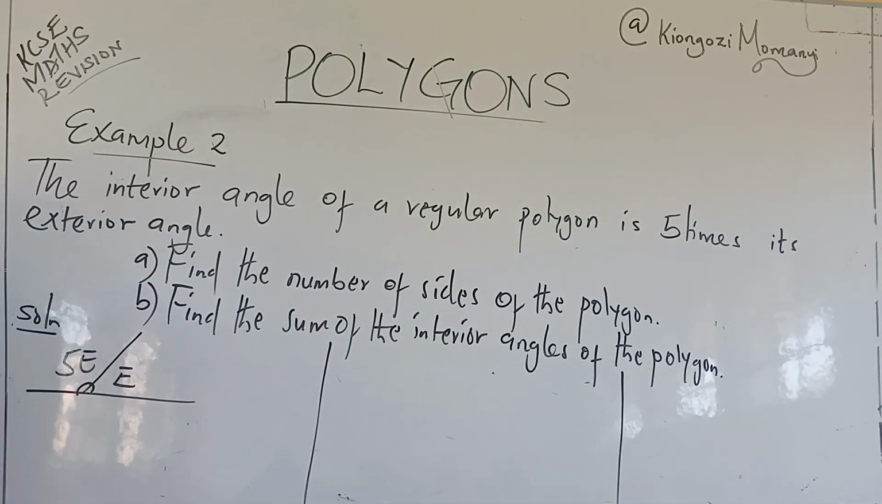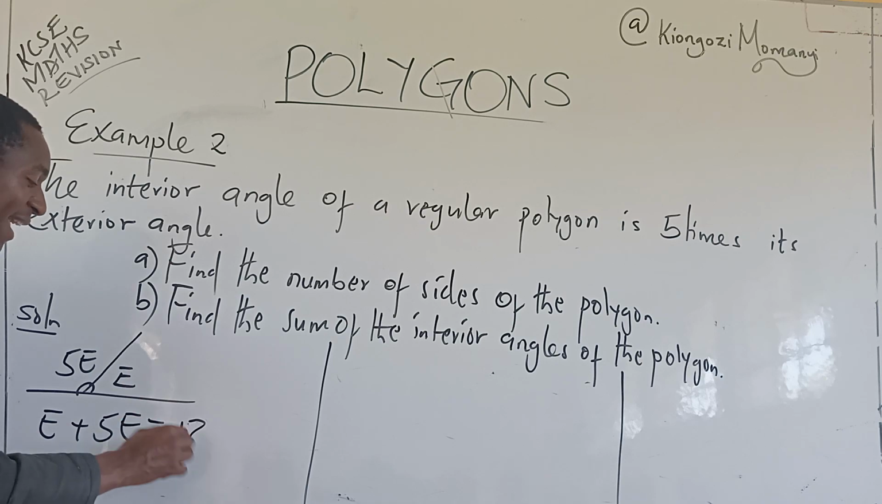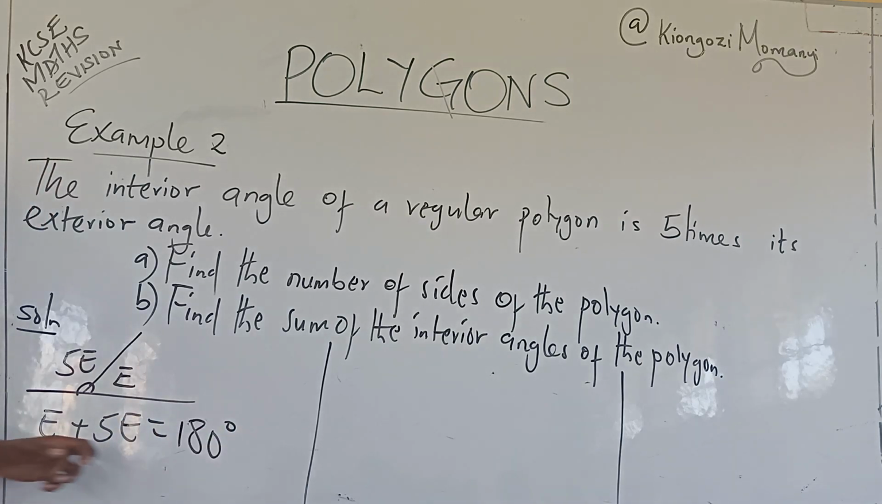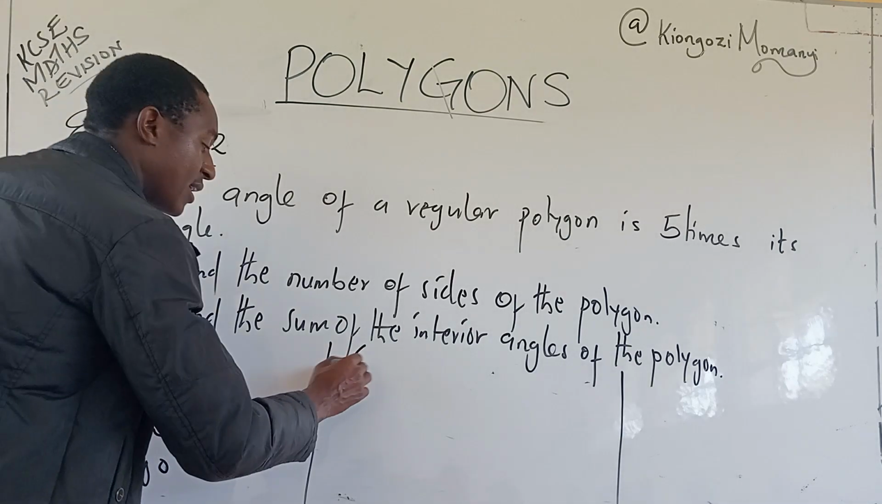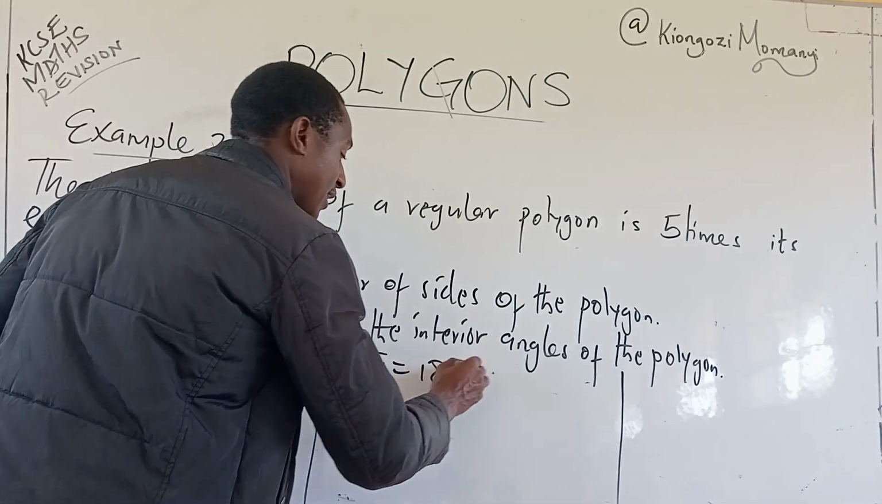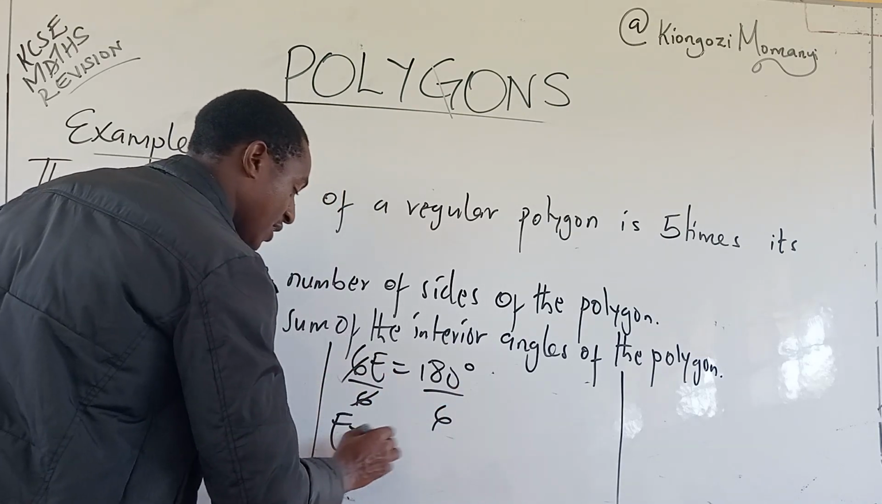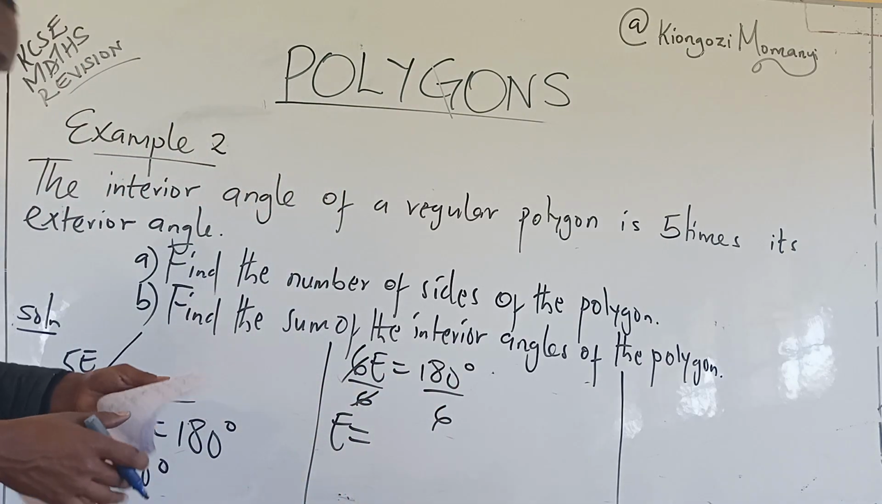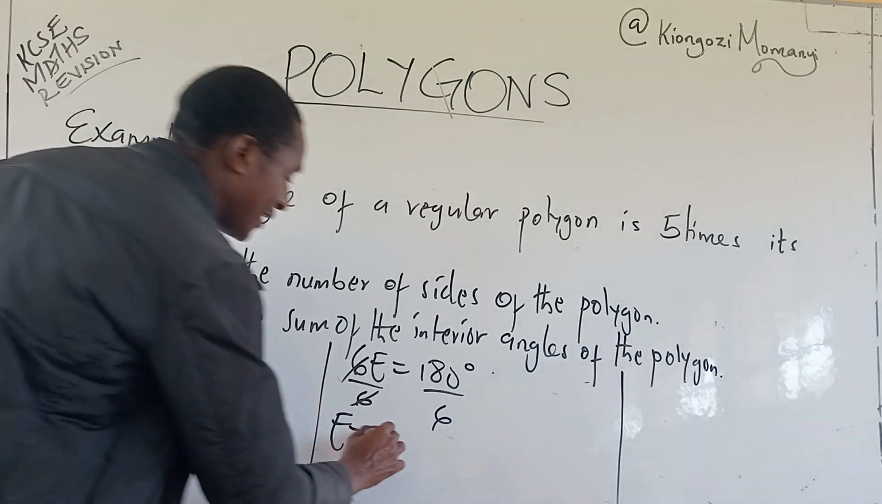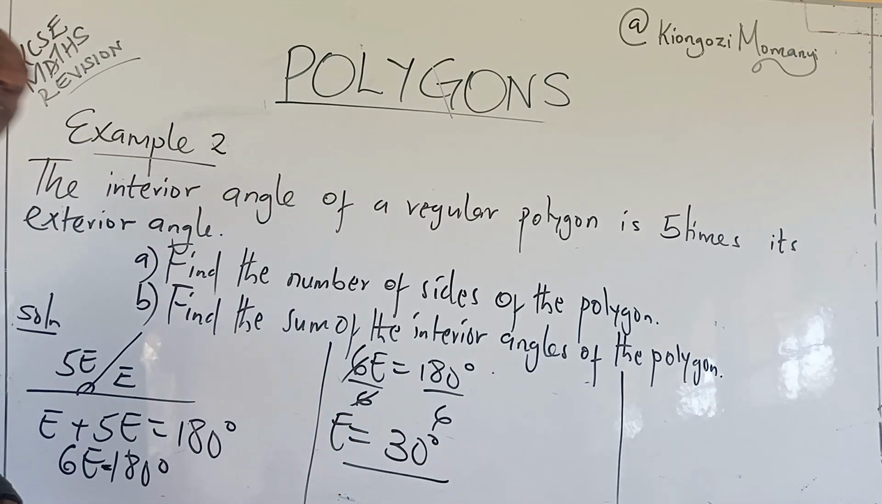5E. And now we are sorted, because the first thing is, we say E plus 5E is equals to 180 degrees. Why? Because those two angles lie on a straight line. So this is going to be 6E is equals to 180 degrees. You divide by 6 on both sides, then E is equals to 30 degrees. That is the exterior.